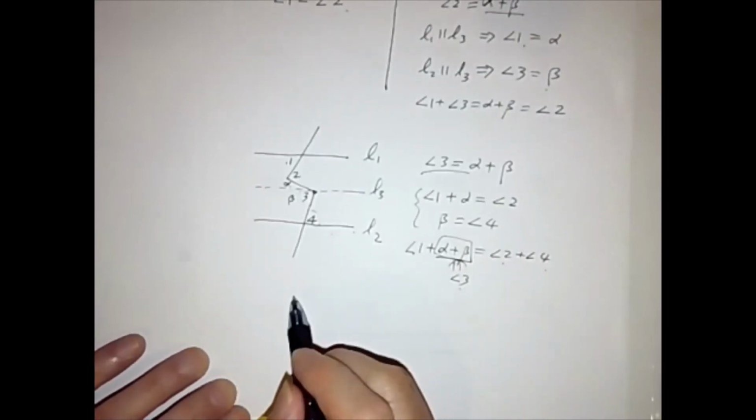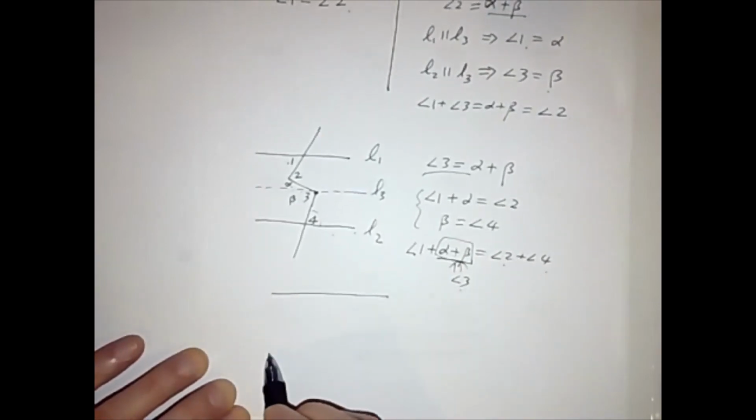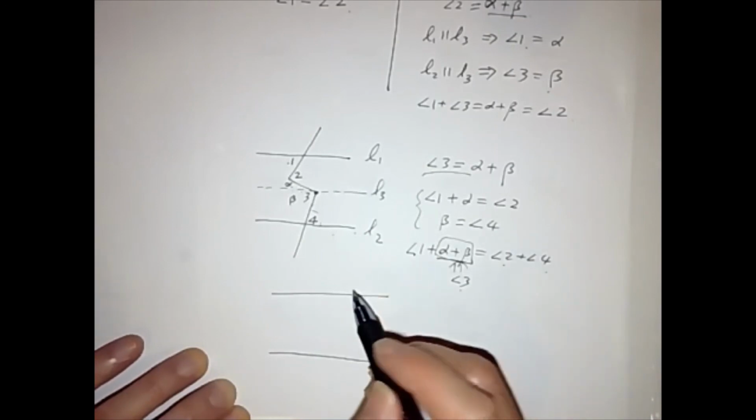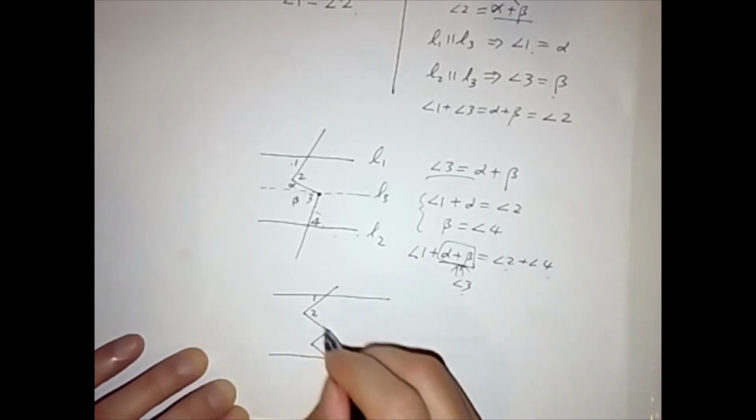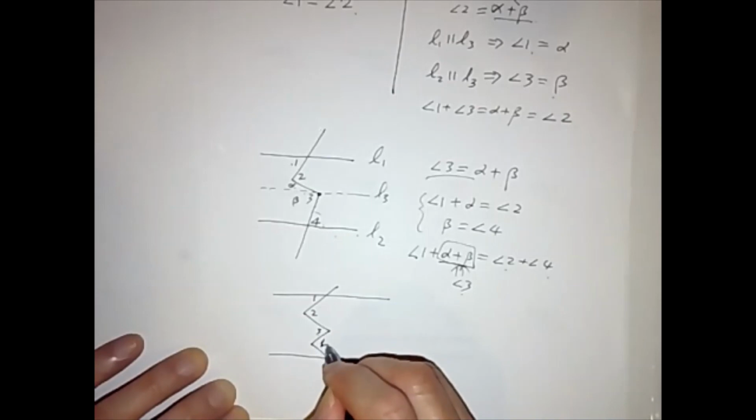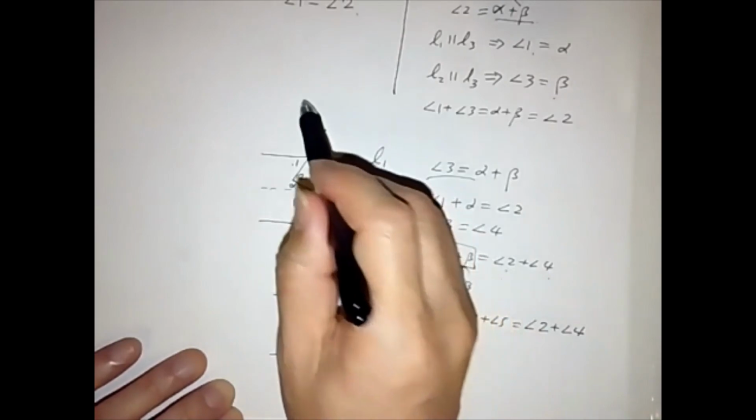So the last case, we have something like this. Angles 1, 2, 3, 4, here 5. You can verify angle 1 plus angle 3 plus angle 5 equals angle 2 plus angle 4. A similar extension from this case to this case by introducing a line here.